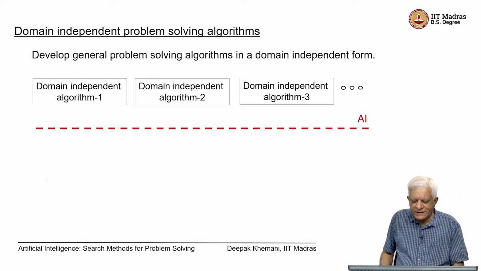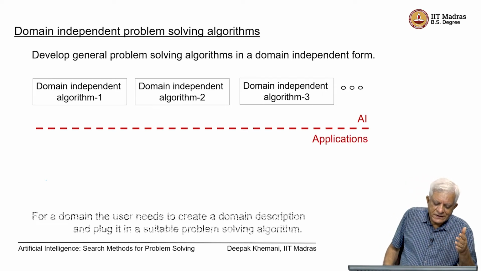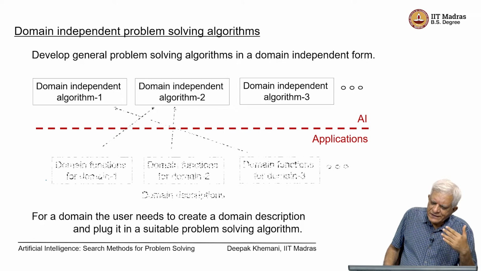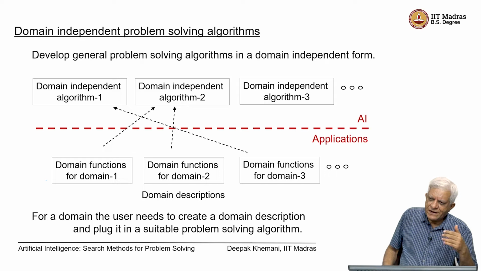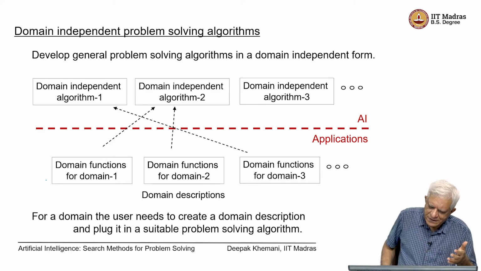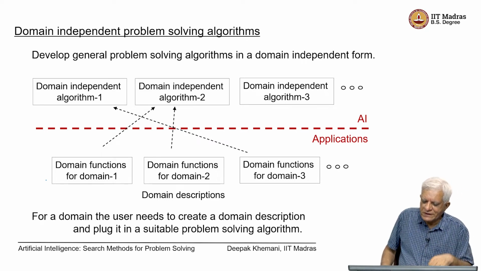But if you want to solve real world problems, which means you are doing applications, then what you need to do is to develop the user defined functions of the domain description and the move gen function and the goal test functions, and then plug it into one of the generally available domain independent solutions. So, you have domain functions for domain 1, you may choose which algorithm you will use and so on. That is the only thing that you will do, but the task of developing those algorithms is what we want to do in AI.